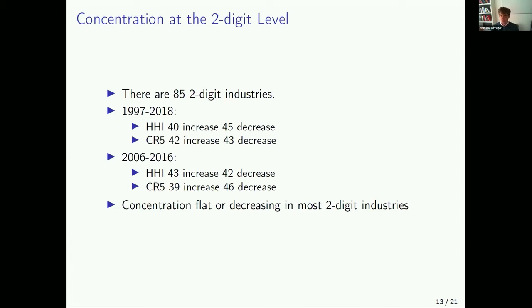By HHI, you see 40 of these 85 seeing an increase in concentration and 45 seeing a decrease. By CR5, you see 42 with an increase and 43 with a decrease. Even if you go to a more recent period, there isn't much there as well. A slight majority are decreasing by CR5, and again, it's almost 50-50 for HHI, 43 versus 42. So we conclude that concentration is flat or decreasing in most UK two-digit industries.